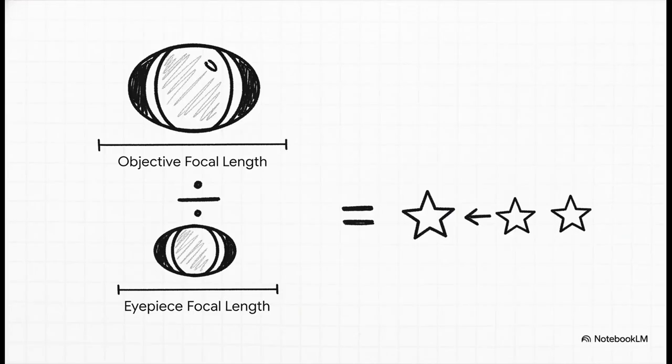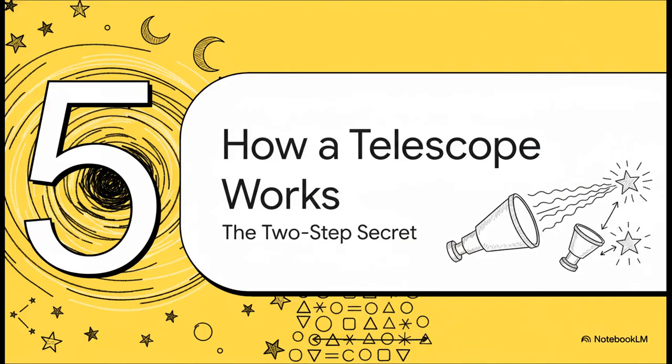But you might be wondering, okay, how much bigger does it get? Well, it's not magic, it's just more simple math. The magnification is just the objective's focal length divided by the eyepiece's focal length. So for us, that's 200 divided by 100, which gives us a magnification of 2 times. Now, 2x might not sound like a lot, but that little bit of power can be the difference between seeing a star and seeing the rings of Saturn.